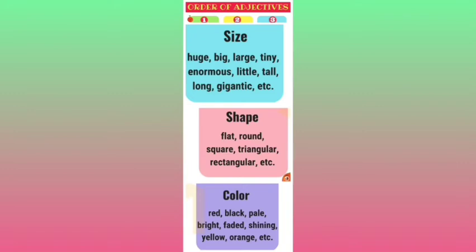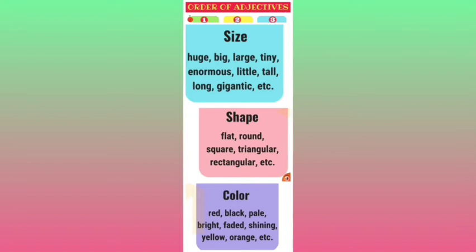Number 1 size, number 2 shape and number 3 color. Now I am giving you some examples for size. As you can see, huge, big, large, tiny, enormous, little, tall, long, gigantic, etc. For shape, flat, round, square, triangular, rectangular, etc. For color, red, black, pale, bright, faded, shining, yellow, orange, etc.